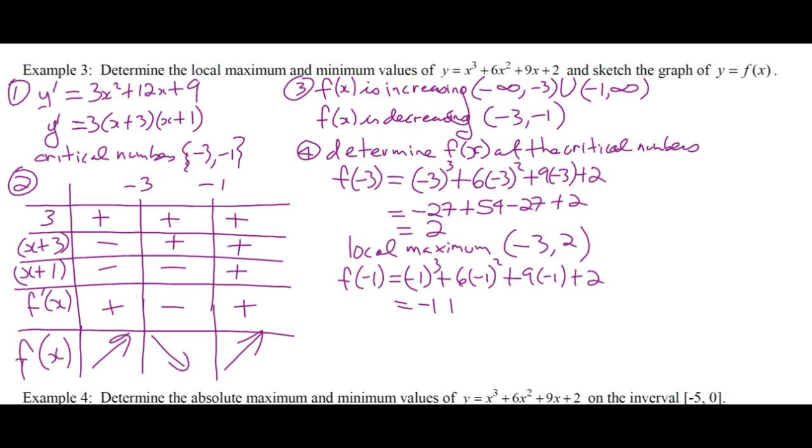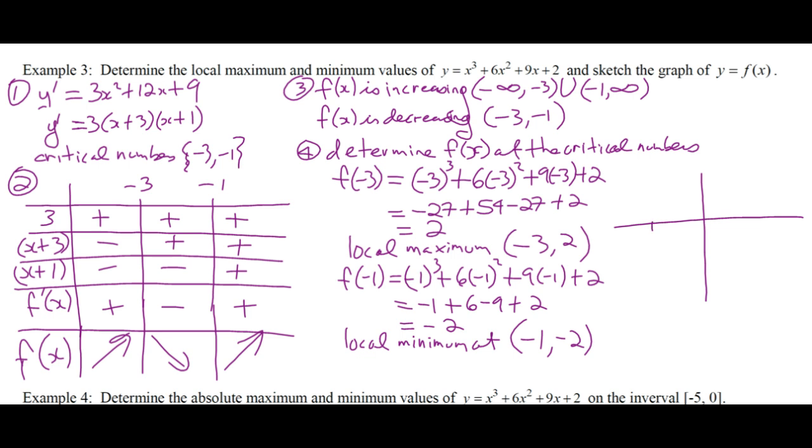So -1 plus 6 minus 9 plus 2 is -10 plus 8, or -2. So we could say we have a local minimum at -1, -2. Okay, and notice it says determine the local min and max values. So we've done that. Okay, so now we can draw a decent-ish sketch.